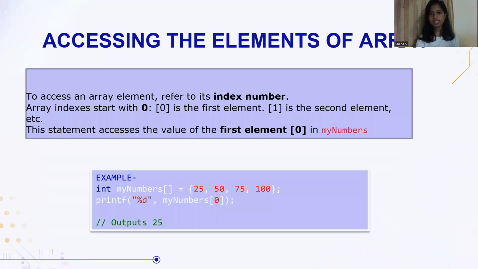So how do we access the elements of an array? To access an array element, refer to its index number, that is nothing but the index number or subscript number. Usually the subscript starts with 0. That means 0 is the first element. For example, in int myNumbers, 25, 50, 75, and 100 are given. So when we printf myNumbers[0], it refers to the first element. That means whenever the array index starts with 0, it refers to the first element.